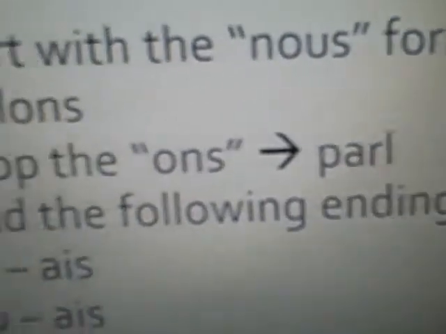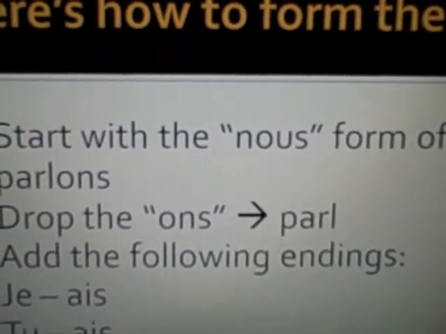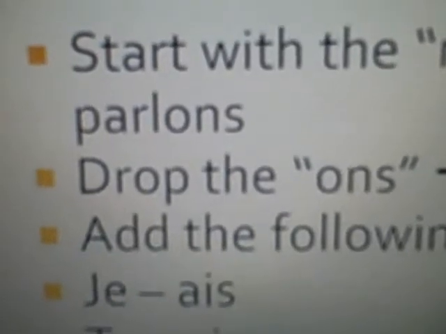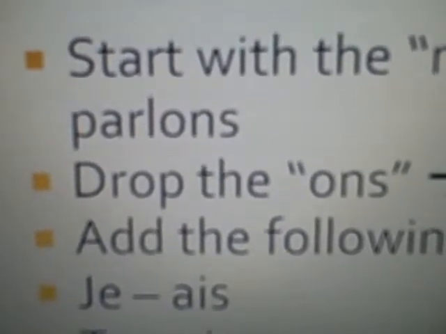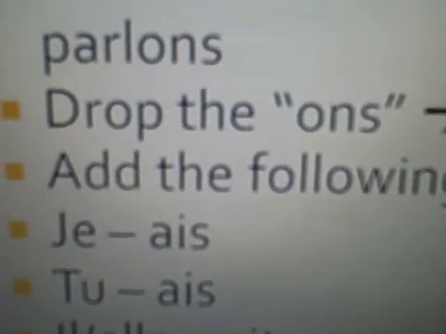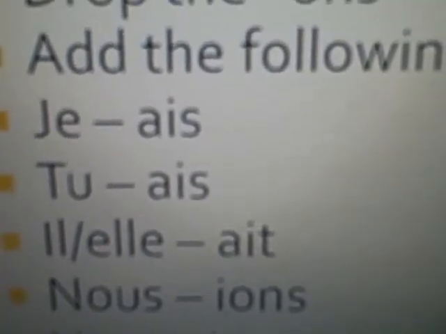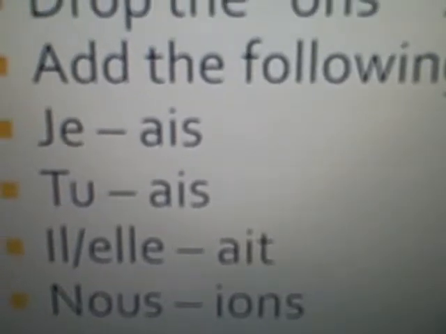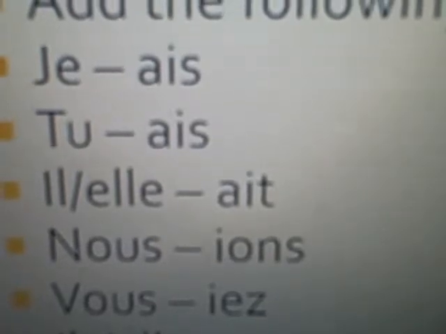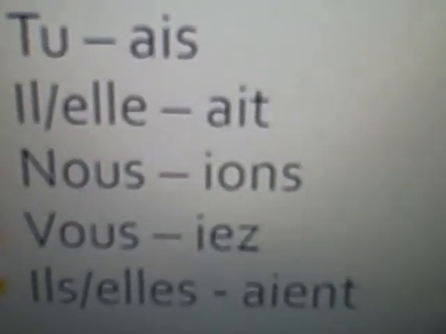Once you've done that, then you add the endings that match the imperfect tense. For je, you drop that ONS and you add AIS. For tu, same thing. Drop the ONS, add AIS. For il, elle, and on, drop that ONS and add AIT. For nous, drop the ONS, add IONS. For vous, drop the ONS and add IEZ. And for ils and elles, drop that ONS and add AIENT.